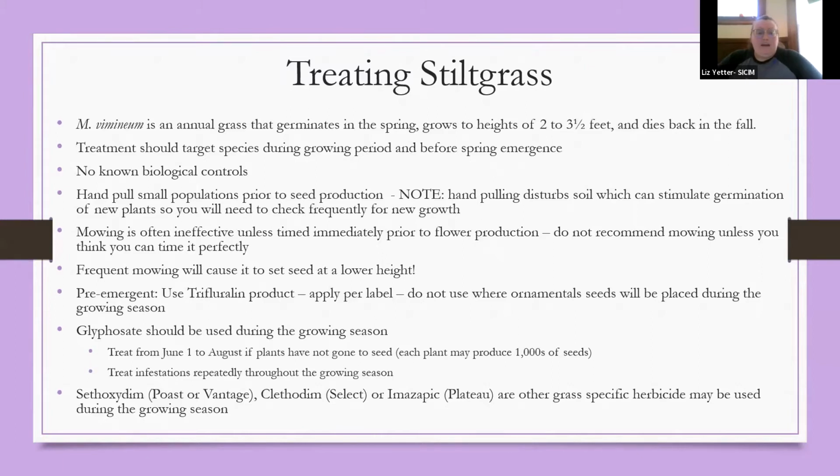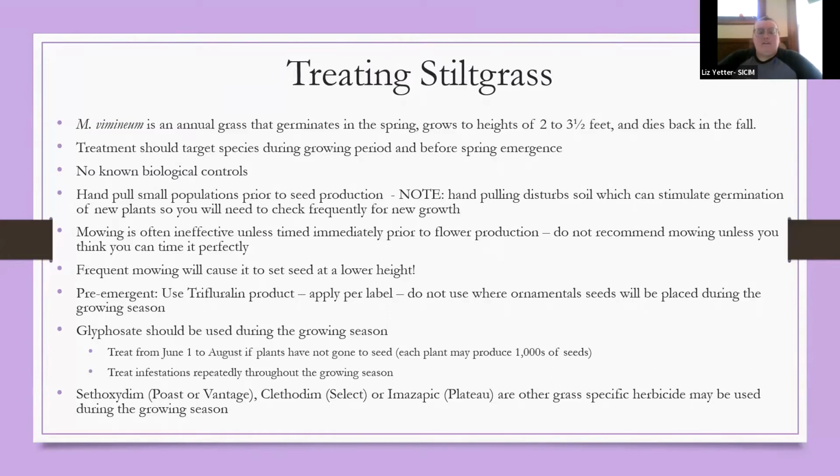And then if you have a really thick patch or a really dense infestation, you can always go with a higher concentration, and if the glyphosate doesn't seem to be working, there are several grass-specific herbicides that could be used. Just keep in mind that if it is growing with other grasses, they are also going to be damaged. So sometimes we have to make trade-offs when we're controlling invasive plants.